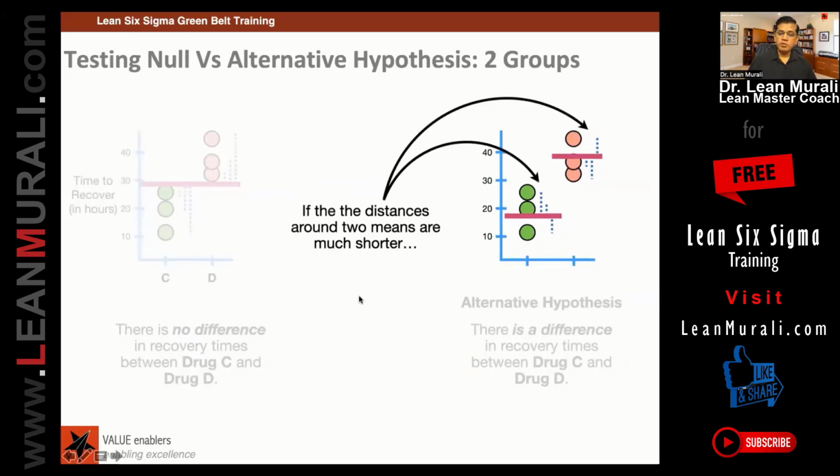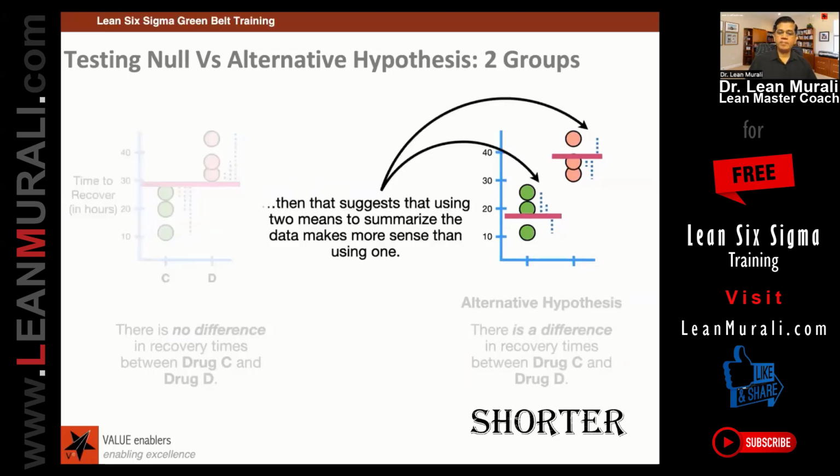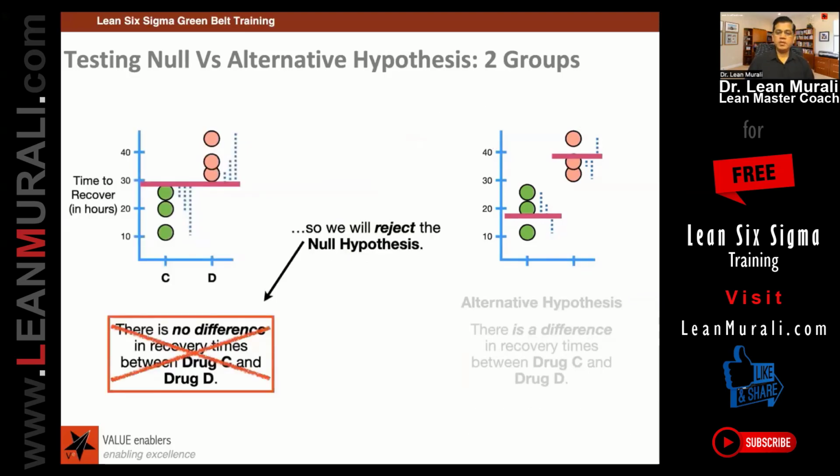If the distances around these two means are much shorter than the distances around the single mean, then that suggests that using two means to summarize the data makes more sense than using one. So we will reject the null hypothesis.